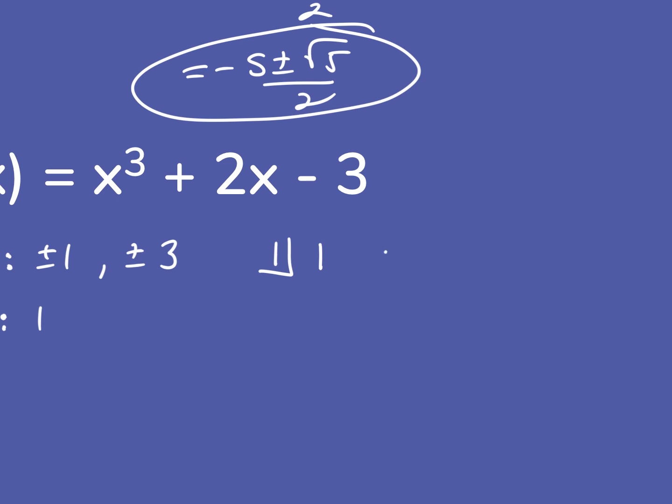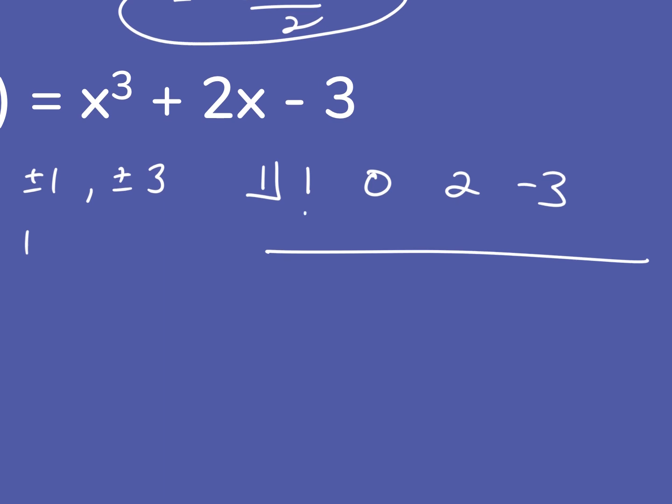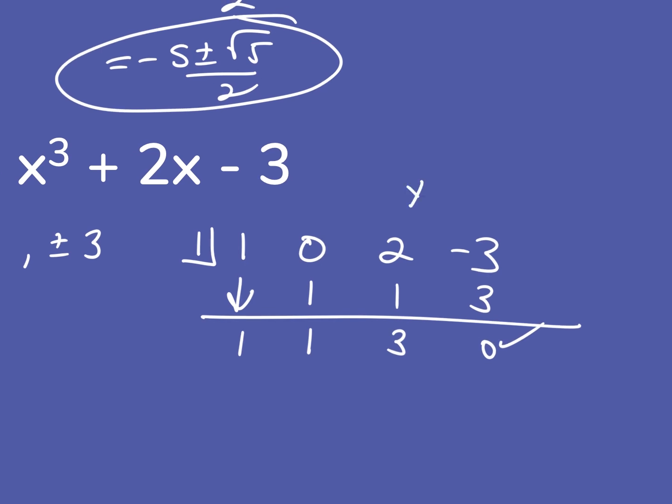1, 0, 2, negative 3. Why did you put a 0 for that second number? Because there's no x squared. Perfect. So bring down your 1. 1 times 1 is 1, plus 0 is 1, perfect. 1 times 1 is 1, plus 2 is 3, times 1 is 3, plus negative 3 is 0. Woohoo. So what's one of your answers? X equals 1.